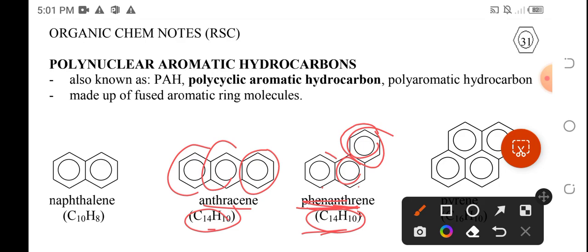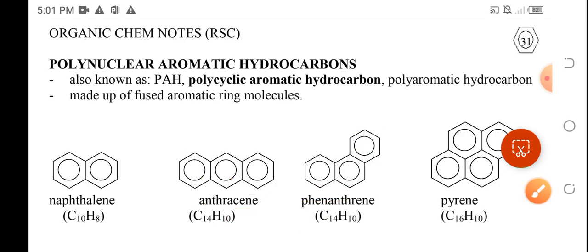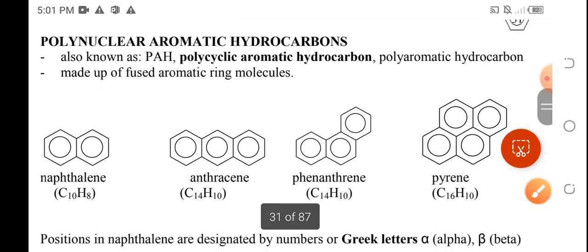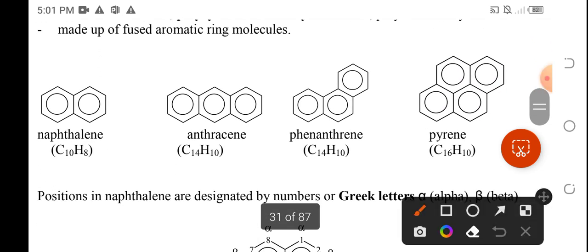Hence, they are isomers. Okay, and if we're going to have 4 fused rings, these groups of organic compounds are known as pyrene. Okay, so pyrene is C16H10. Okay, so may 16 carbon atoms dyan and still 10 hydrogen.